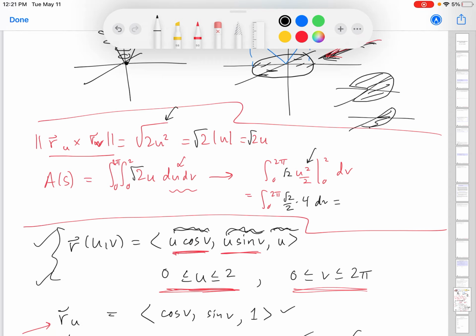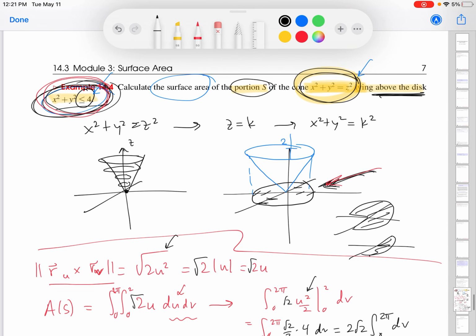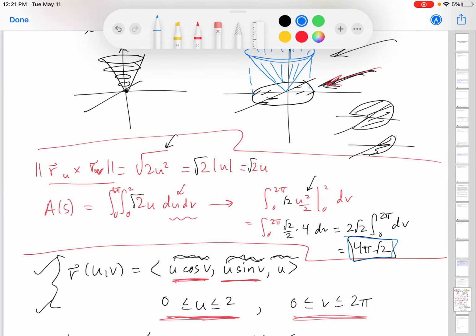Great. So then I'm just going to pull all these numbers out. I have 2 square root of 2 times the integral from 0 to 2 pi dv, and then that just gives me a 2 pi out of there. So my final answer is 4 pi square root of 2. And this is a legitimate surface area of this portion of the cone that we've left here, which lies above x squared plus y squared less than or equal to 4. So if you could do this in some way, maybe use some paper and cut this out, you could measure this surface area. It would be 4 pi square root of 2.